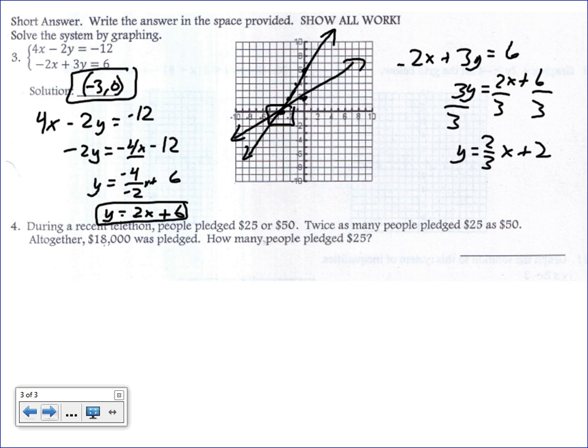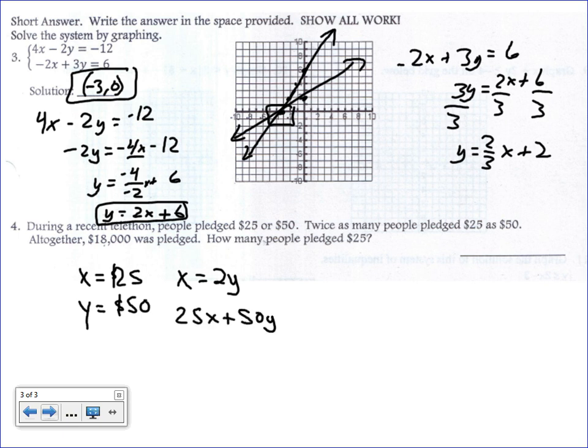The same thing happened yesterday when I went. Twice as many people pledged $25 as $50. So if I let X be $25 and Y be $50 pledges, X is twice Y. So X equals twice as many that pledge 25. So there's more people that's going to pledge 25. My other equation is 25x plus 50y equals 18,000.